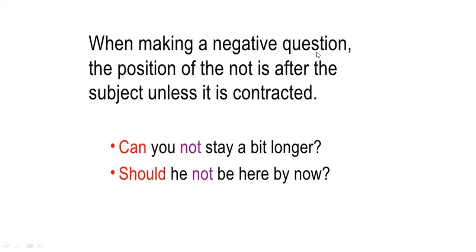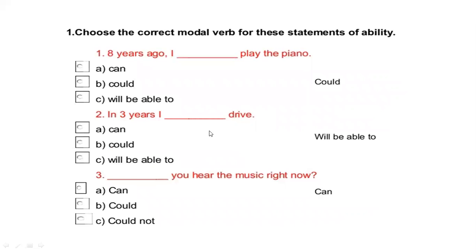When making a negative question, the position of the not is after the subject unless it is contracted. For example, can you not stay a bit longer? Should he not be here by now? So, now we can see the sentences.